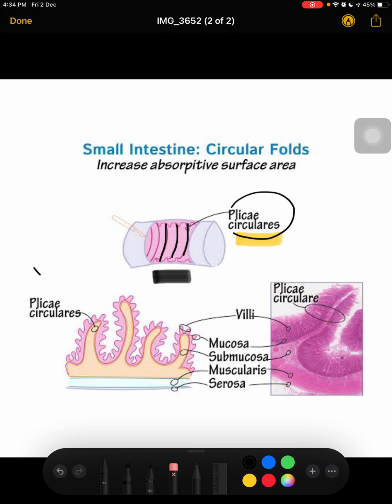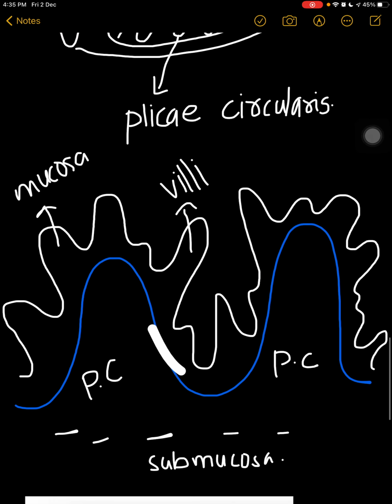Okay, when we magnify this diagram, we find that this region is known as plicae circulares, and above the plicae circulares there are villi. Actually the mucous membrane is folded, and these foldings are known as plicae circulares, and above them we have villi. This whole region is the plicae circulares, and above that we have the villi. I hope this is clear to you.